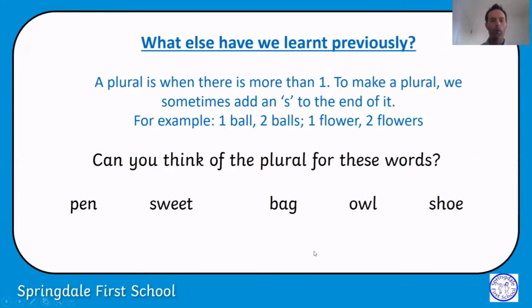What I want you to do is pause the video and see if you can write down the plural for these words. Pen, sweet, bag, owl, and shoe. I write with the pen. I like to eat a sweet. I have a bag. The owl hooted. And I have one shoe. Pause the video and write down the plural for these words.